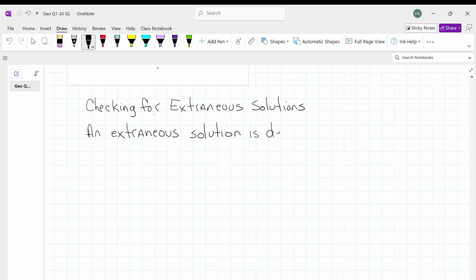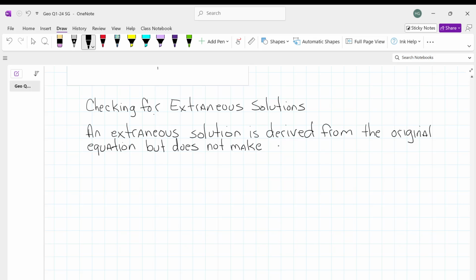is derived from the original equation but does not make the equation true when checked.